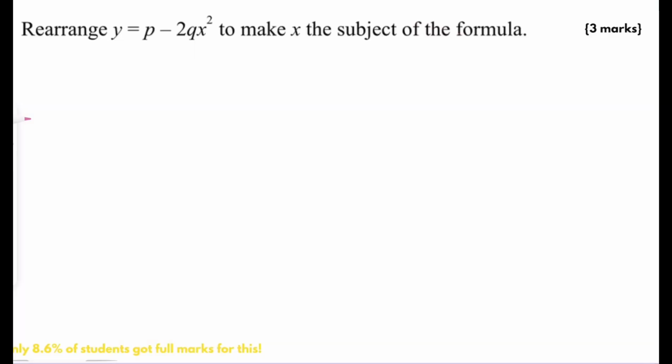So with this question, only 8.6% of students got full marks for this. So we're going to be tackling this. If you think you can do this, pause it and have a try. Otherwise, you can just watch me do it.